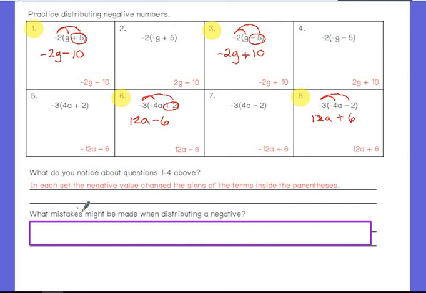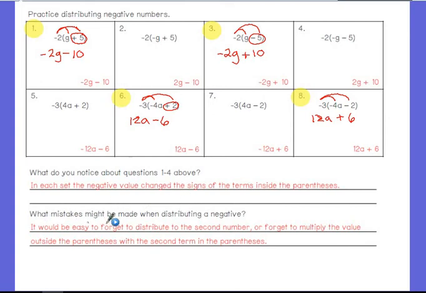What mistakes might be made when distributing a negative? You should have come up with, it would be easy to forget to distribute the second negative number, or forget to multiply the value outside the parenthesis with the second term in the parenthesis. A lot of people just multiply the first term and think they're done. They forget to do this second term. Or a lot of people forget to pay attention to a negative times a negative, or a negative times a positive. Paying attention to your signs.